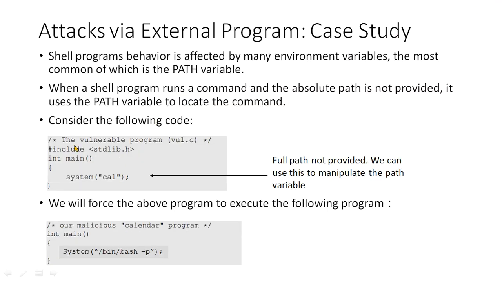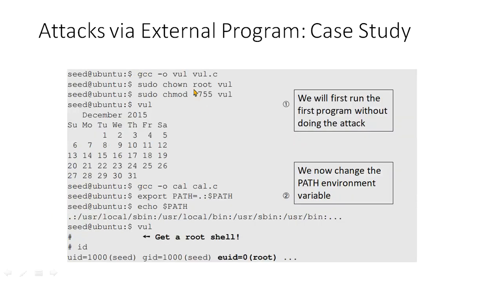Our first program, we call it the vulnerable program, a program that can be attacked. I'll compile our vulnerable program into val, make it a setuid program, and when we run it for the first time, it displays the calendar. It's good. Now we compile our malicious program with the same name, Cal, and we change the path.